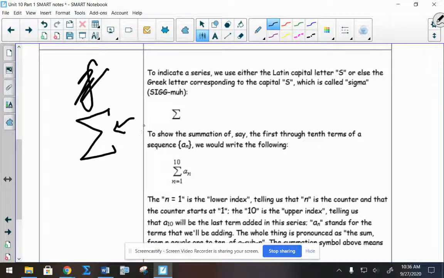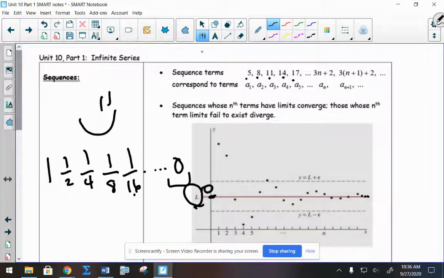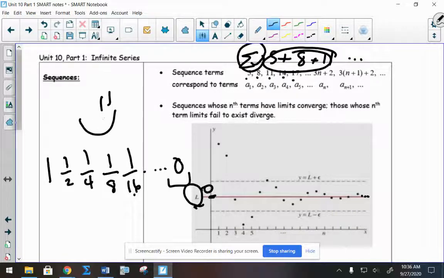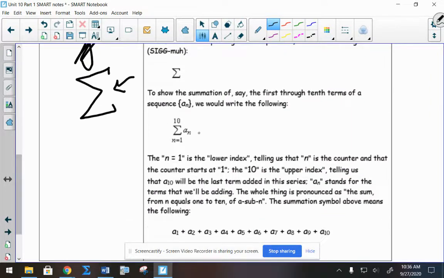The sigma, again, is adding up all of the terms in a sequence. So if I put a summation in front of it, it means we're going to take the 5 plus the 8 plus the 11 and keep going and adding when I see the summation. So this would say that I would add up terms 1 through 10. So there's my starting and there's my ending. So I would add up term 1, 2, 3, 4, all the way to term 10, and whatever that sum would be is what this would be equal to.